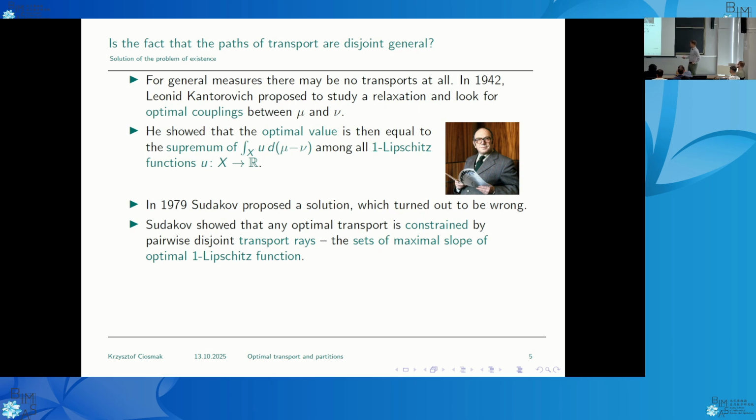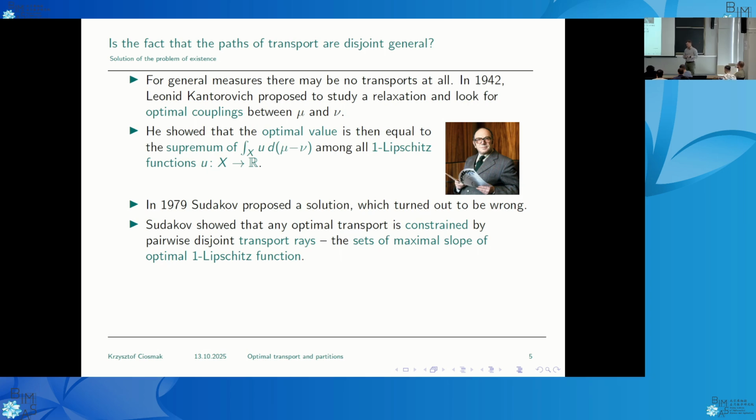The transport rays are the sets of maximal slope of the optimal one-Lipschitz function here. They have the property that they are pairwise disjoint, so they partition our space. And moreover, the transport has to occur along these transport rays. What Sudakov didn't notice is that if you disintegrate an absolutely continuous measure with respect to these transport rays, or with respect to an arbitrary partition, it may happen that the conditional measures are not absolutely continuous, or they could even be atomic.